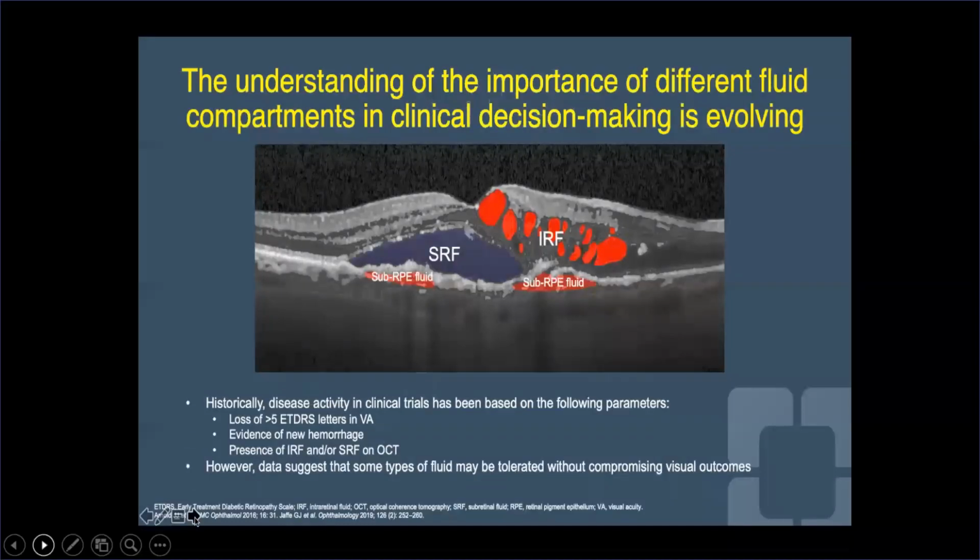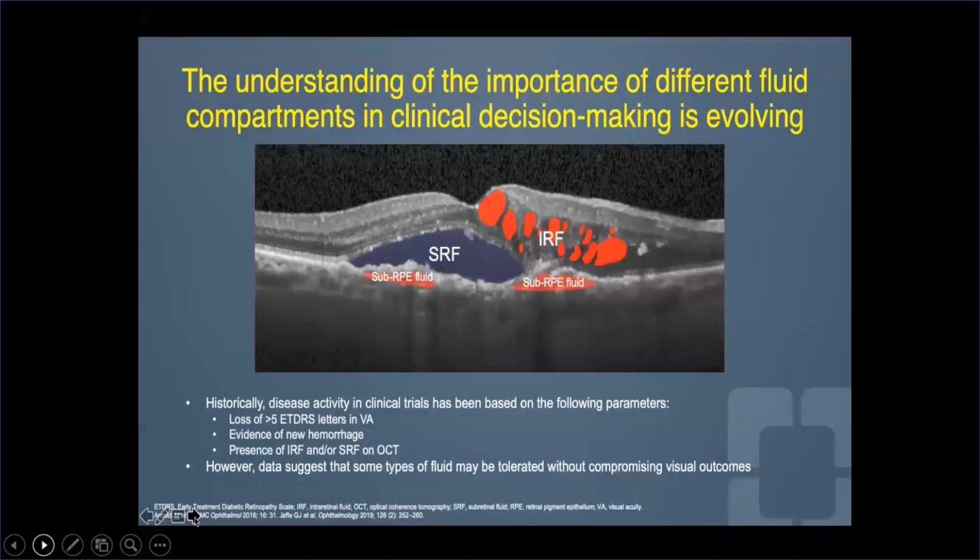I showed you that OCT, and here you can see labeled nicely those individual compartments of intraretinal fluid, subretinal fluid, and sub-RPE fluid. We've learned from more recent large randomized clinical studies that each of these compartments has a very different function and different outcomes with regard to response to treatment as well as prognosis for vision.